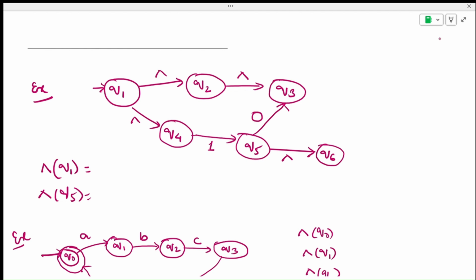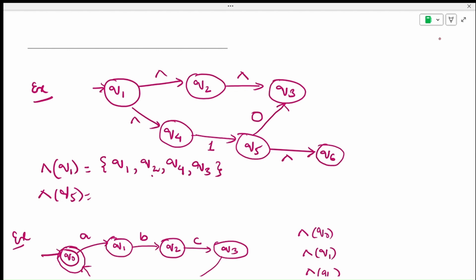Suppose we have an example where Q naught on reading null is going to Q2, Q2 on reading null is going to Q3. Similarly, Q1 on reading null is going to Q4. Find out the null closure of Q1. Null closure of Q1, first of all, it has to include Q1. Q1 on reading null is going to Q2. Q1 on reading null is going to Q4. Q2 on reading null is going to Q3. Q3 doesn't have any null transition. Q4 doesn't have any null transition. So this is the null closure of Q1.